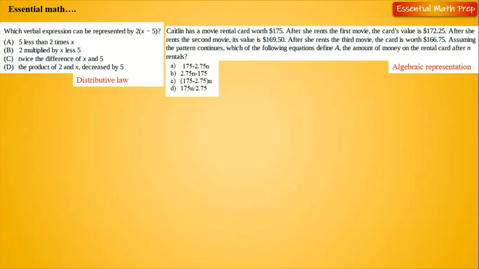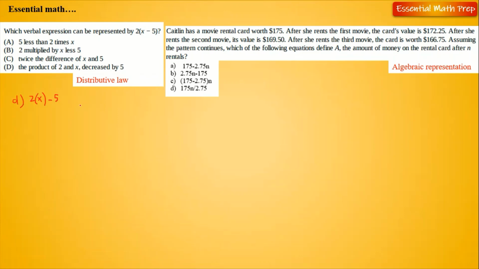When you encounter this sort of problem, the best way is to simply work out each of the choices in a way that makes sense to you. Okay, what do I mean by that? Let's choose choice D. It says product of 2 and x decreased by 5. What that really means is you are multiplying 2 times x minus 5. If you notice how I use my brackets, this is exactly what choice D describes.